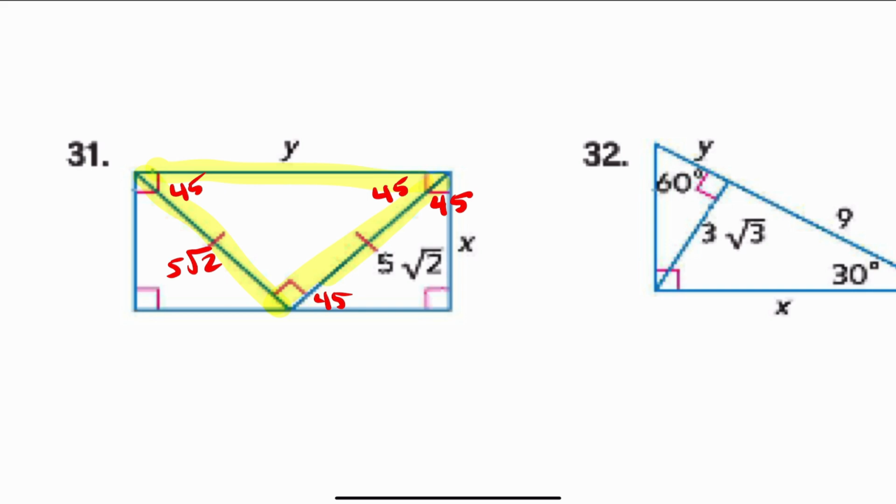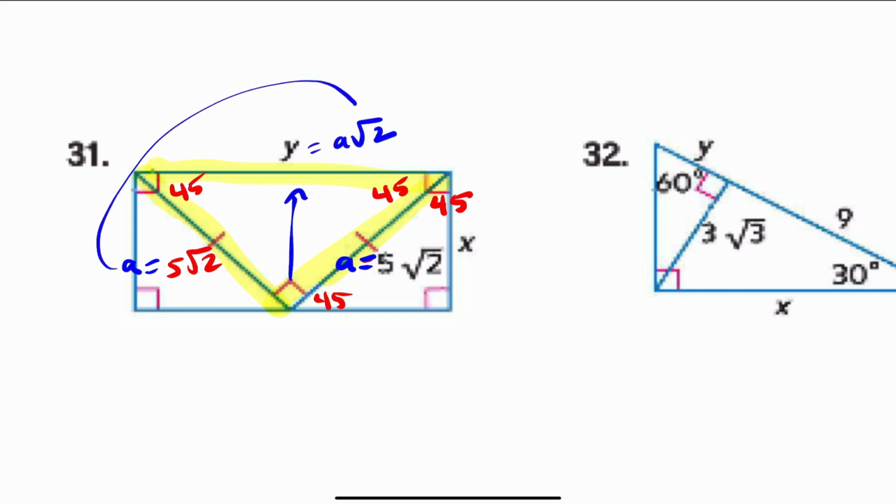So let's think. Across from 45, this here is A. Oh, I got to use a different color. This is A, and then this here has to be A, right? So if A is 5 root 2, then across from 90 degrees, that's A root 2, right?